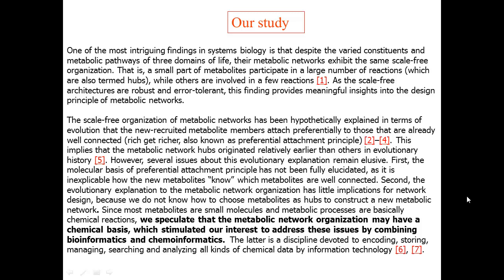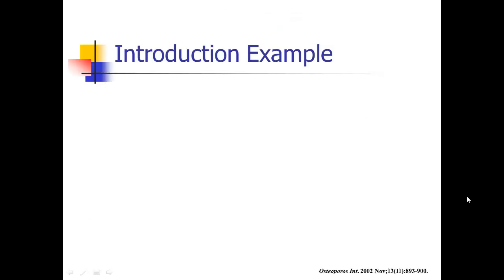So notice that nice statement, "we speculate that," that's the reader's clue that they're about to give their research question statement. So we speculate that the metabolic network organization may have a chemical basis, which stimulated our interest to address these issues by combining bioinformatics and chemoinformatics. So their novel approach here is to combine bioinformatics and chemoinformatics, and they actually give you a definition of chemoinformatics in case you're unfamiliar with it. But again, they go from known, unknown to their specific study, and that nice statement of "we speculate that."